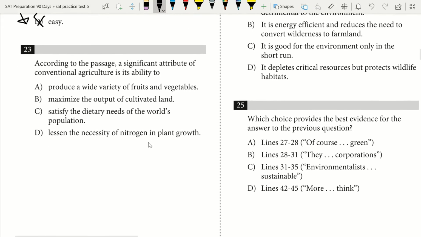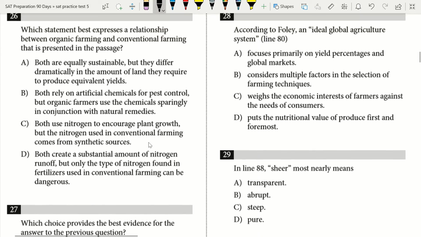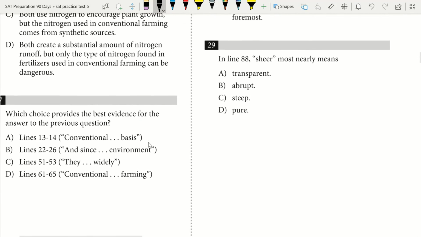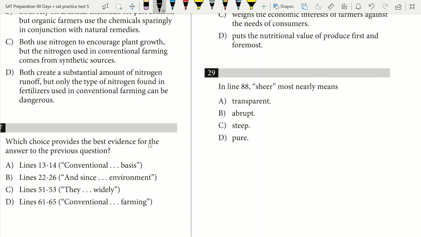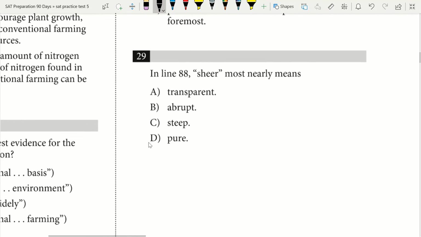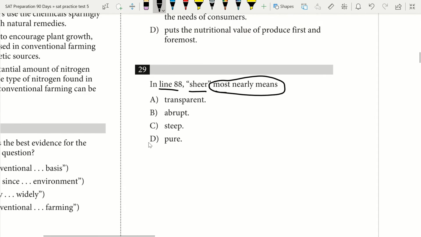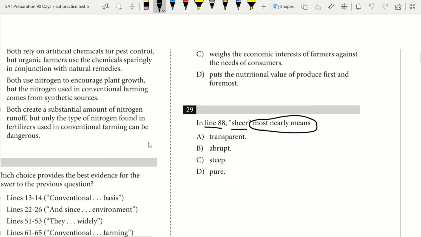So next let's do another example of this. Let's go down and find question 29. Question 29 is another words in context question. It says, in line 88, "sheer" most nearly means what? Obviously the words "most nearly means" tell us it's going to be a words in context question. We're directed to line 88 and we are asked for sheer. So let's go ahead and take a look. Let's go to line 88 and find sheer.